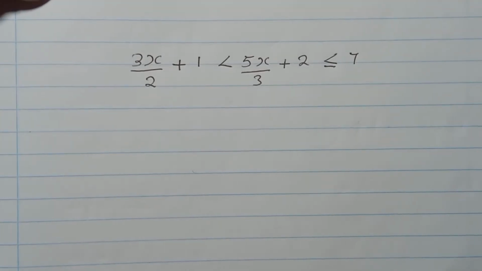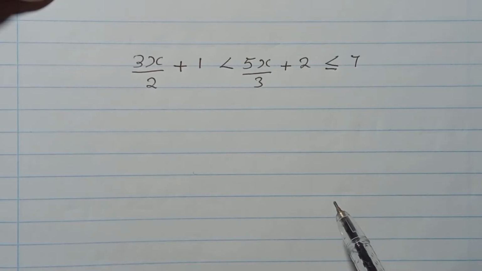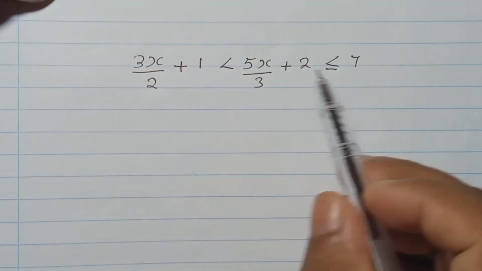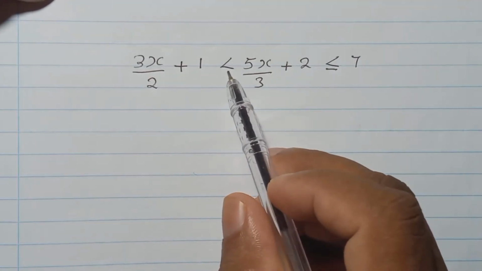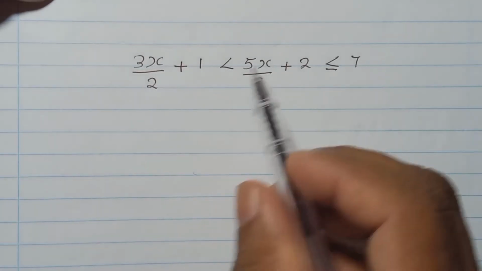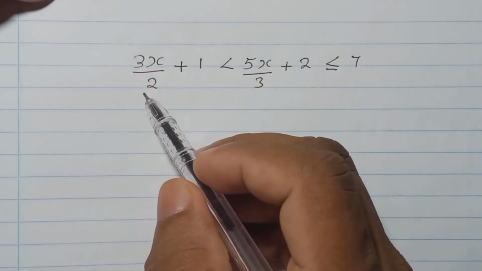Let's say we need to represent this on a number line, right? How to do this? Now you can see here we have two inequality signs. Here's one and here's another one. So what to do? This is the way. Now when you look here, you can see another thing.